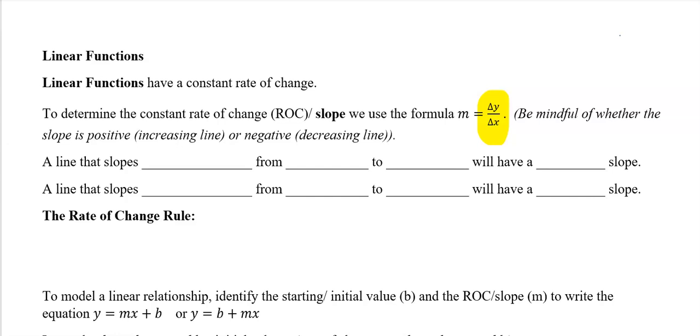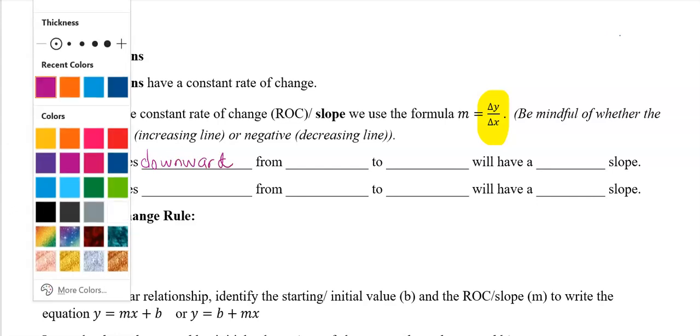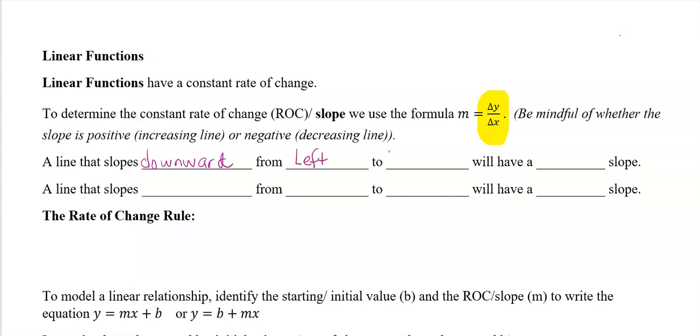So a line that slopes, it doesn't really matter which one you start with, but I'm going to start with downward. A line that slopes downward from left to right will have a negative slope. So this line that slopes downward would look like, if I have a person right here walking on the line, that person would be walking downhill. So the line is decreasing from left to right.